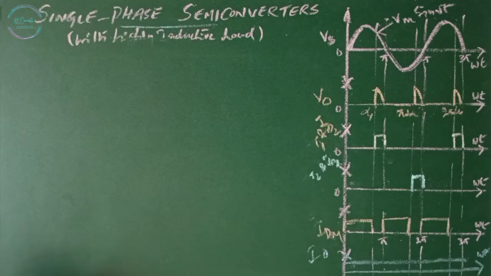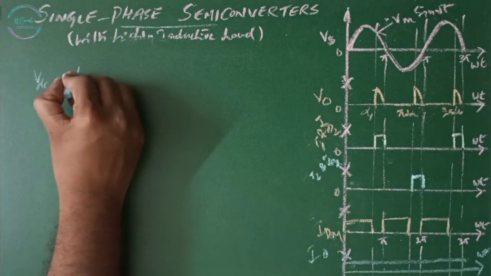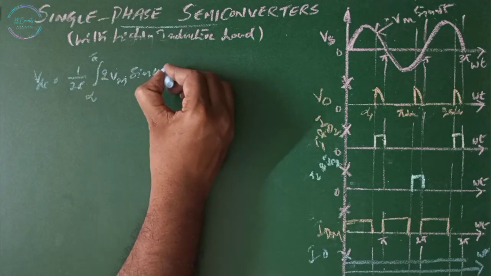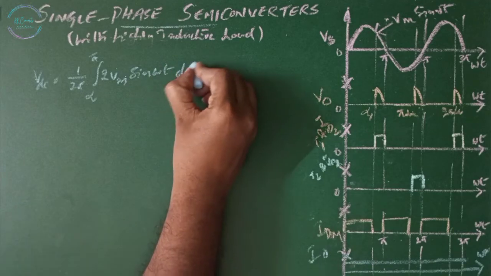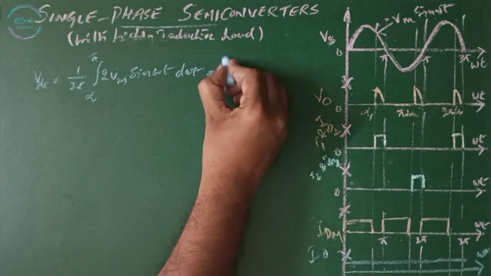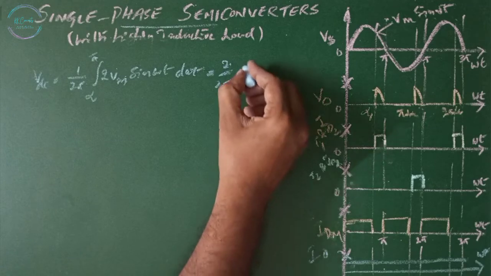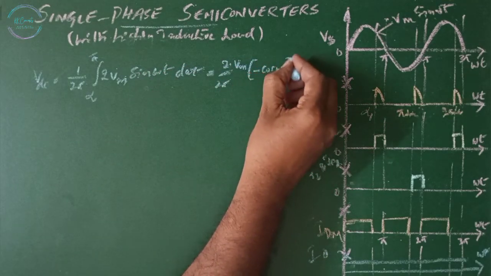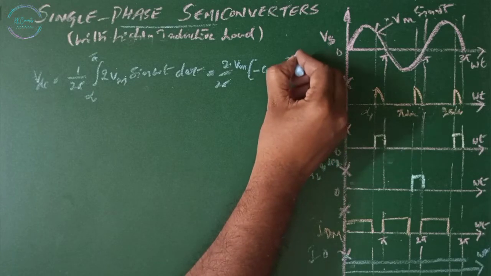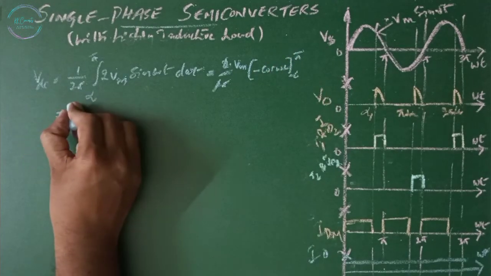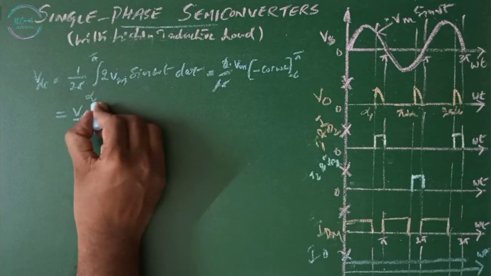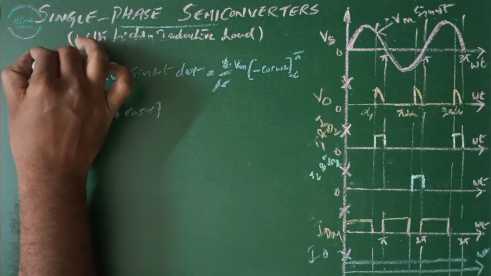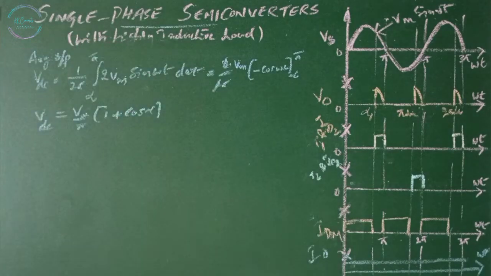The average output voltage, that is VDC, is given by 1 by 2 pi integral alpha to pi of 2 Vm sine omega t d omega t. You solve this, then 2 by 2 pi Vm, the integral of sine omega t is nothing but minus cos omega t between the limits alpha and pi. That will be Vm by pi of (1 plus cos alpha). This is our average output voltage.